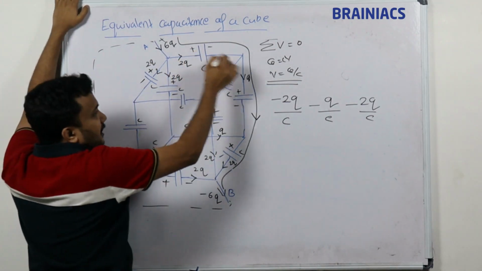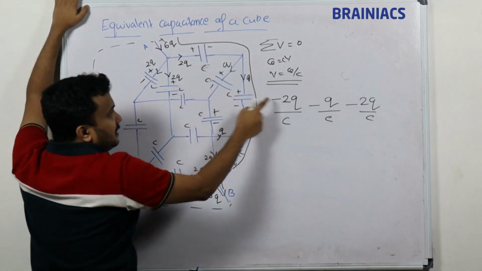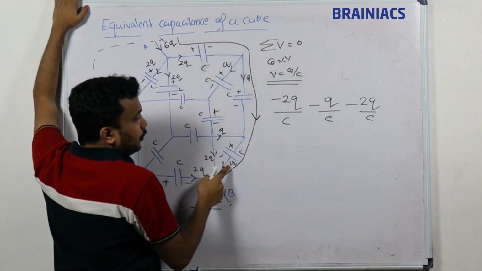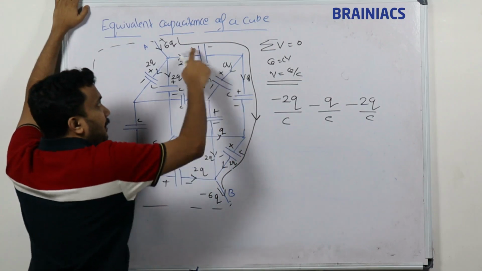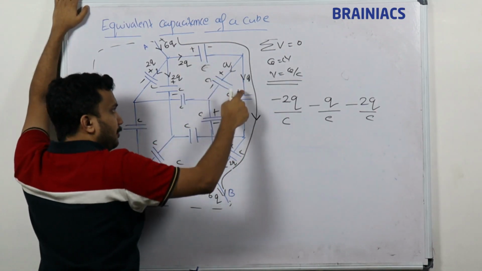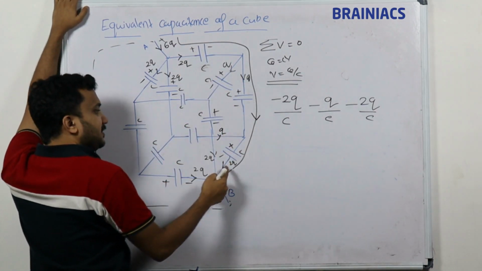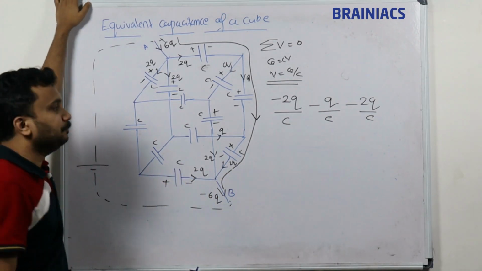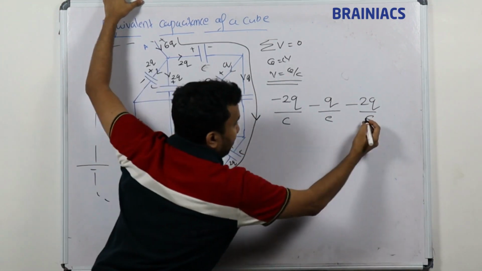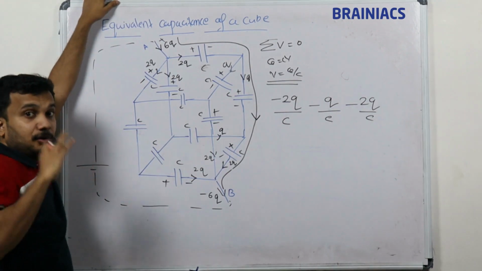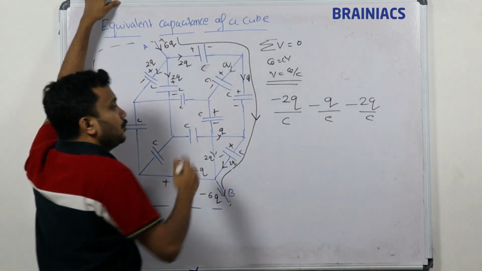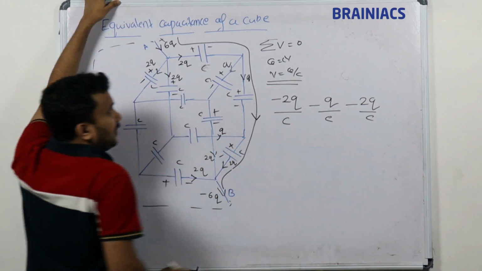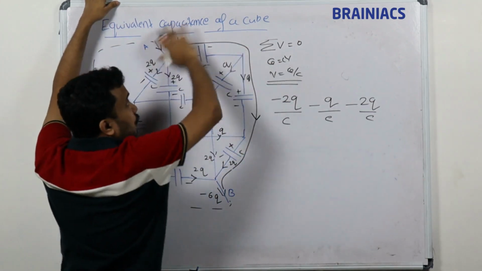So this is the first voltage, the second voltage is this one, and the third voltage is 2Q by C. Again I am moving from plus to minus, it is negative. Negative means decreasing. This is the total voltage. Total voltage over a closed loop will be equal to 0.